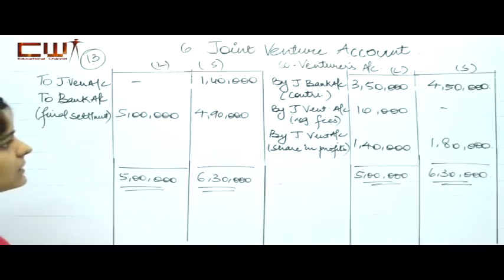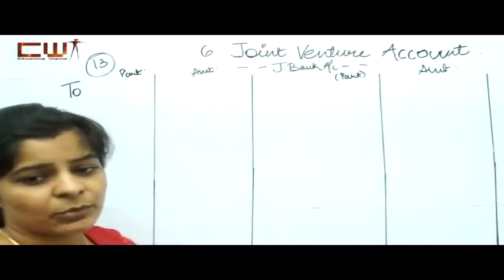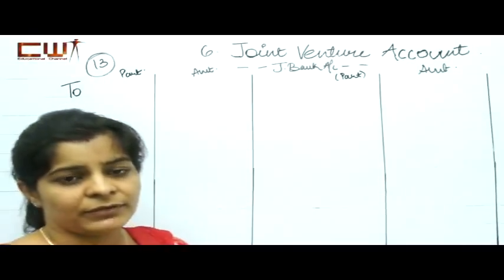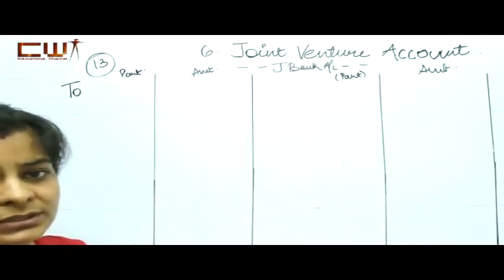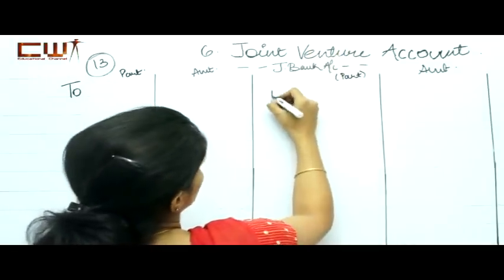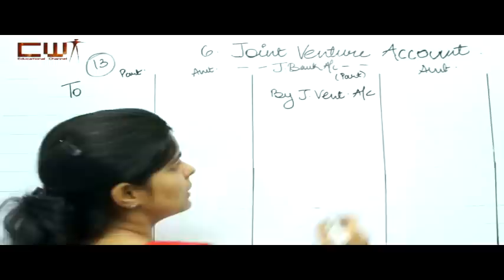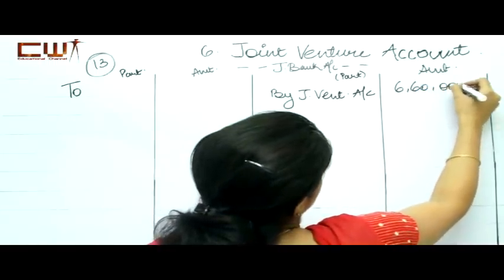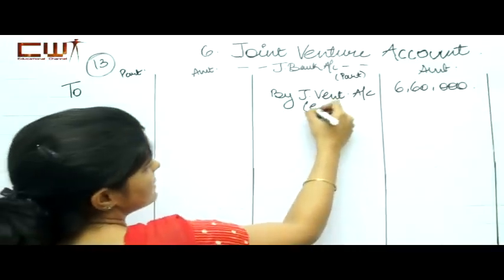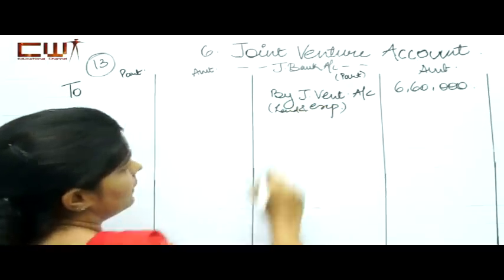Next account that we will prepare is the joint bank account of the same question. See, what was the entry we did when we paid the legal charges or all the charges? Joint venture account to joint bank account. So, by joint venture account. How much were the expenses in total? 6,60,000. Okay. So, you just write there expenses maybe. Land and expenses, because we took over, it is land and expenses, right?